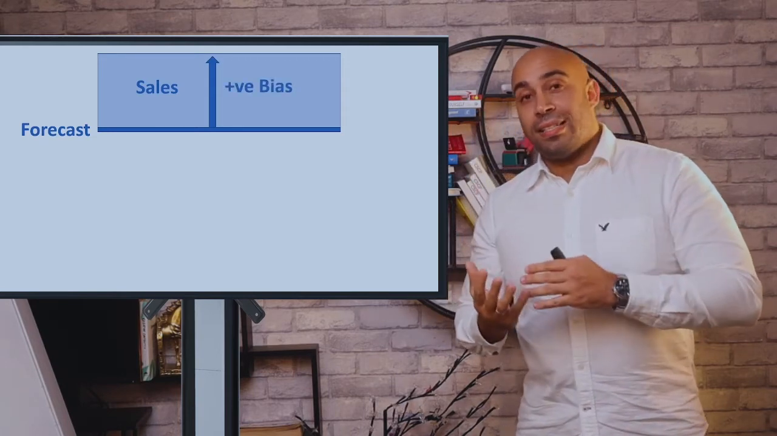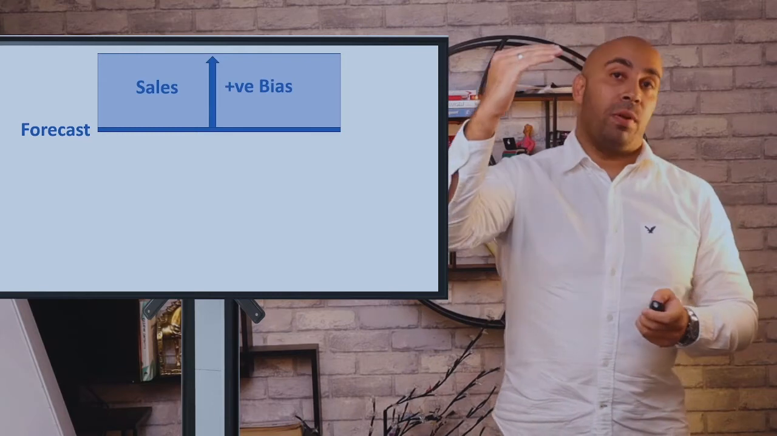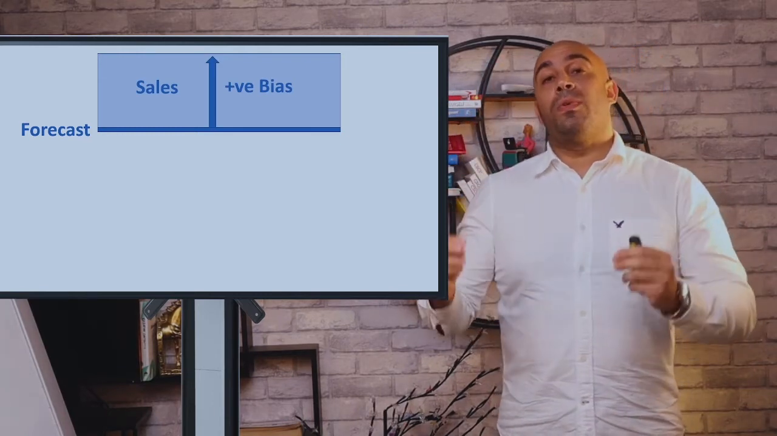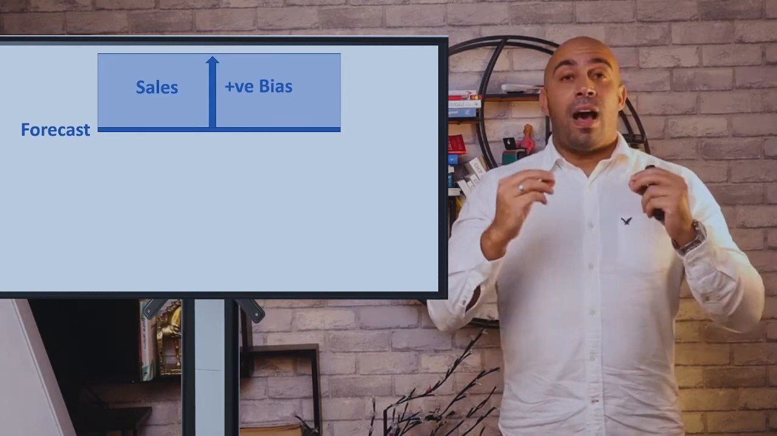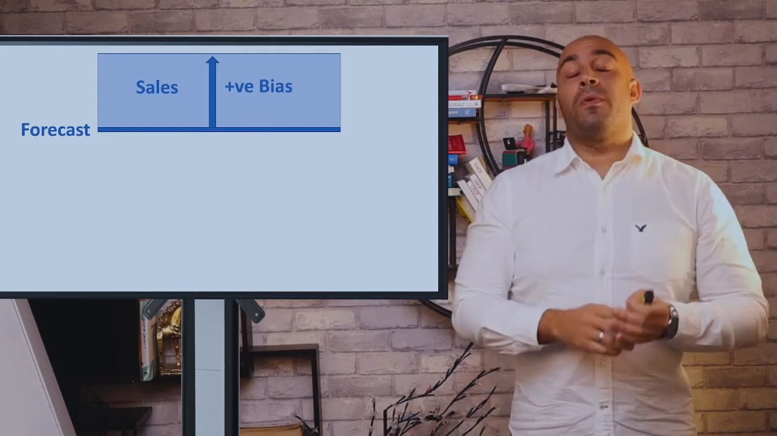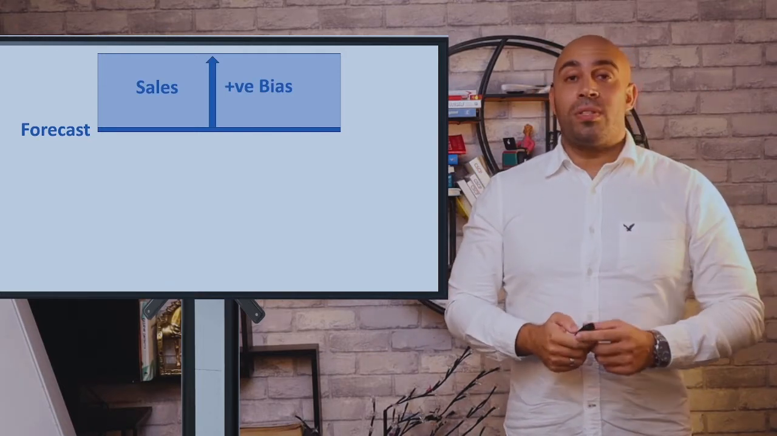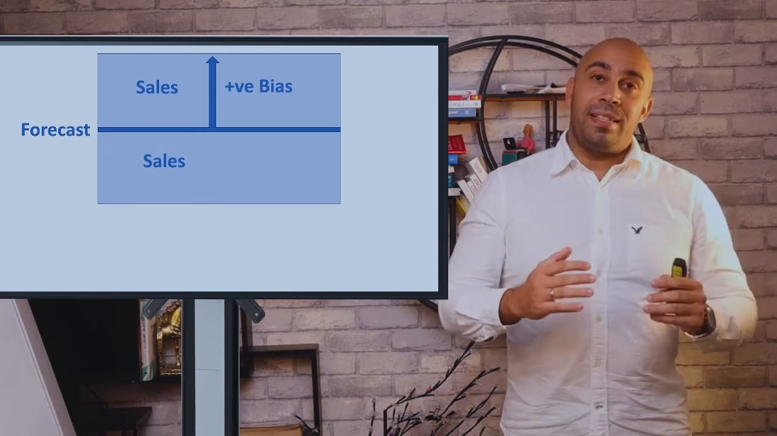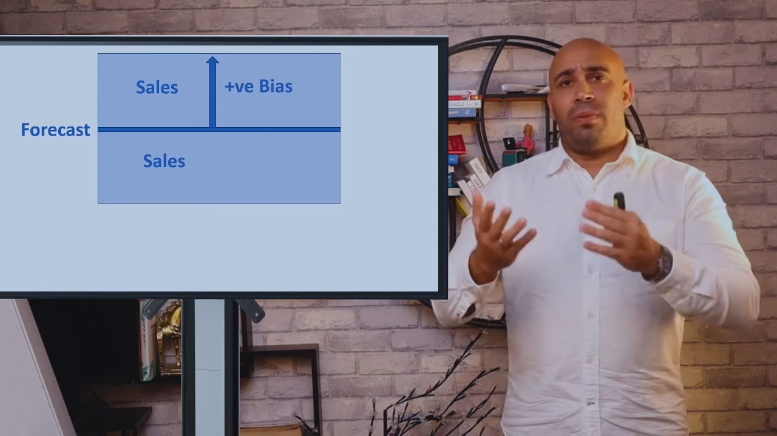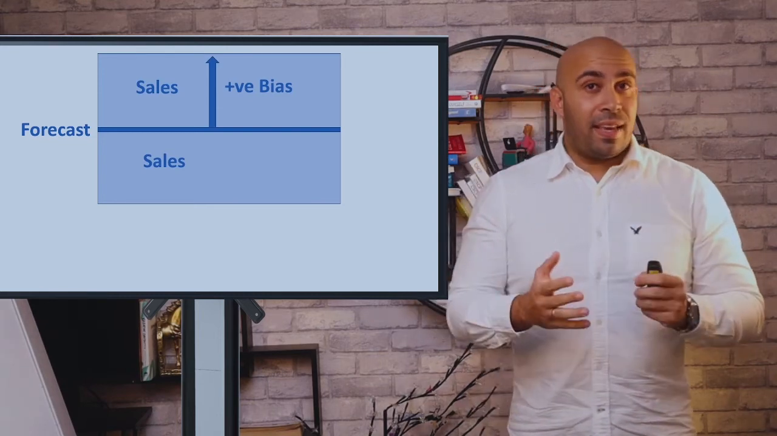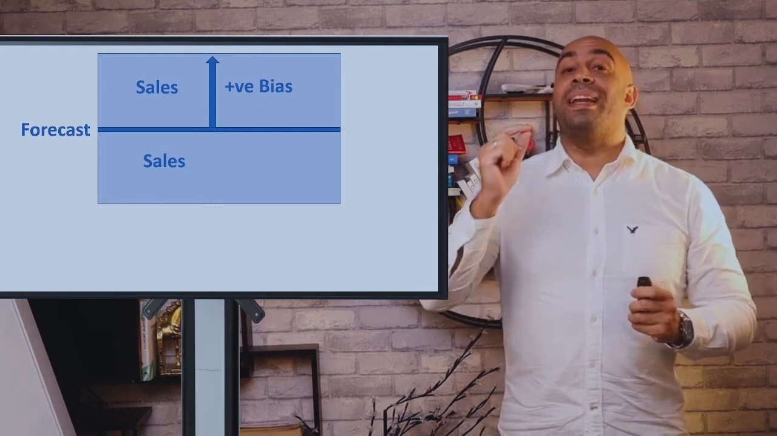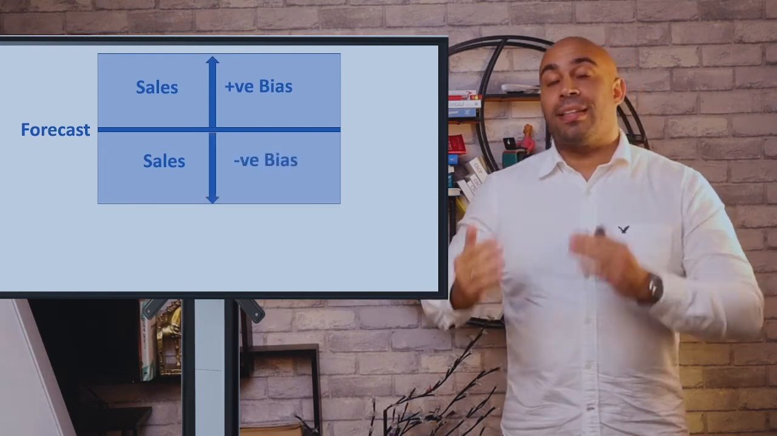So it means that we are positively biased. Our sales is above our forecast, so we are always on the positive side. Or our forecast could be equal to the sales, and at this time our bias is equal to 0 because our sales is equal to our forecast. The third possibility is that our sales will be lower than the forecast, let's say less than 100. In that case our sales is lower than our forecast, so we are negatively biased at that level.